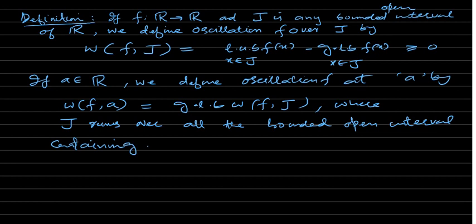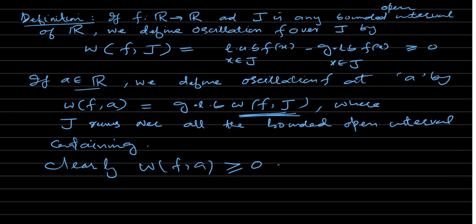So you fix a point, a real number, then you take a bounded open interval J containing A, and you find the oscillation of f over that interval. And now you find all the intervals which contain the point A, and you find all the oscillations over those intervals, and finally you choose the greatest lower bound, the least value among those. That's the oscillation of f at the point A. Since the oscillation of f over J is greater or equal to 0, its GLB is also greater or equal to 0. So clearly the oscillation of f at A is always greater or equal to 0.